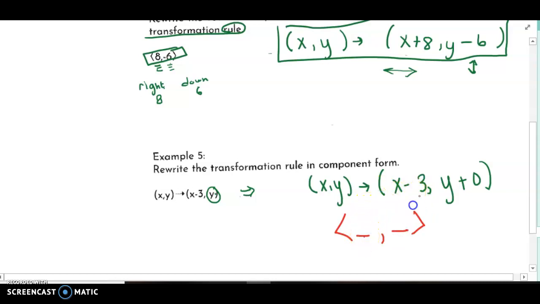This rule tells us we're moving left 3, so we're going to put that there. This rule tells us we're not moving up or down, so -3, 0 would be your answer there.